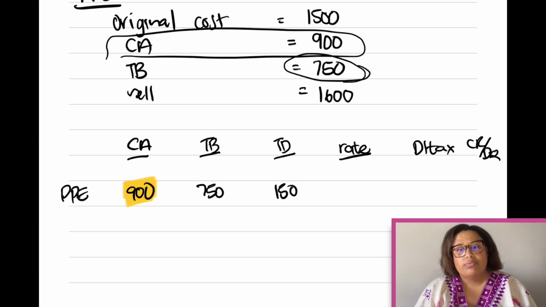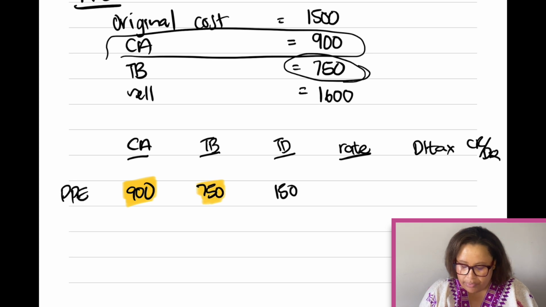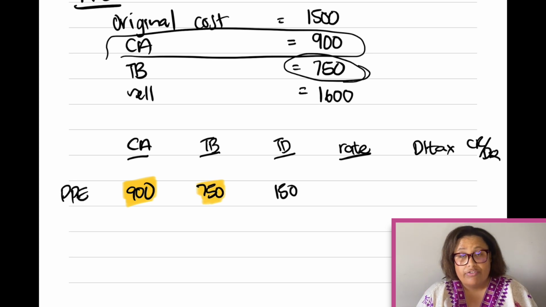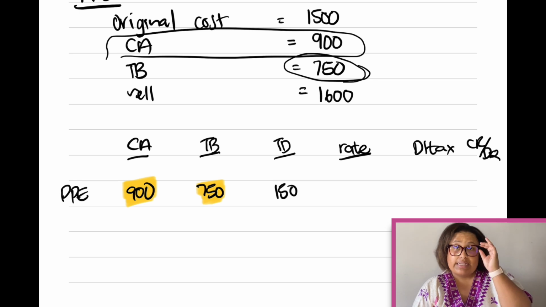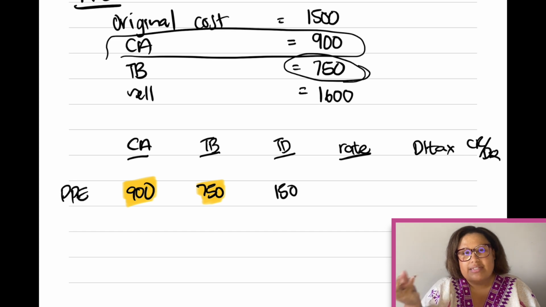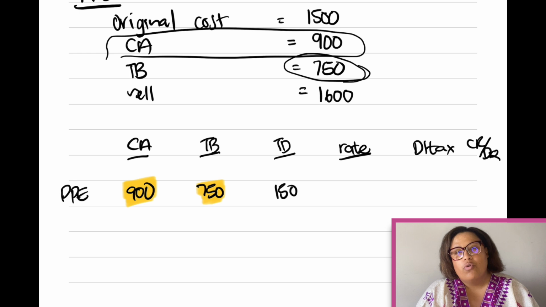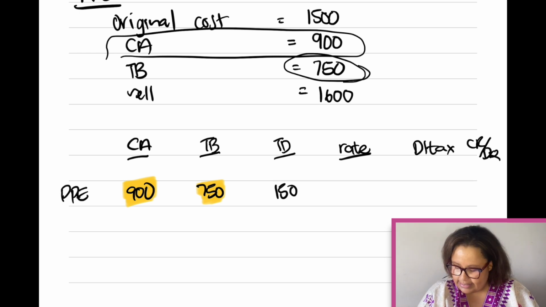That means that in the future, my accounting profit is going to be reduced by 900. But from a tax perspective, we only have future allowances of 750. So that means that my tax profit will only be reduced by 750. So in the future, my tax profit is therefore higher than my accounting profit, because I have less deductions to utilize in the future, and therefore I expect to pay more tax. And so we can say that the temporary difference is taxable.